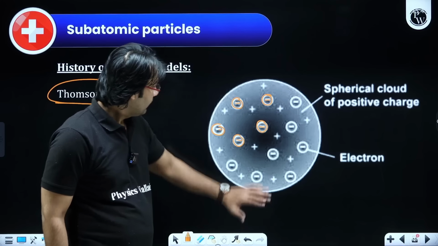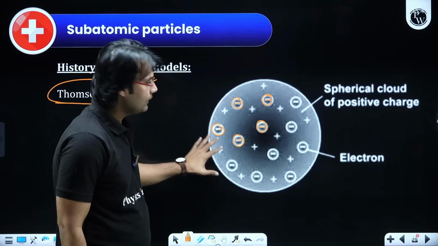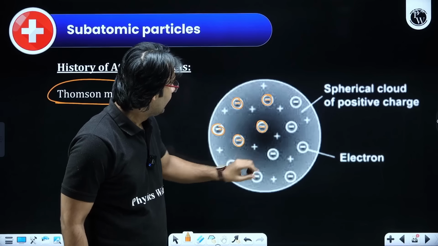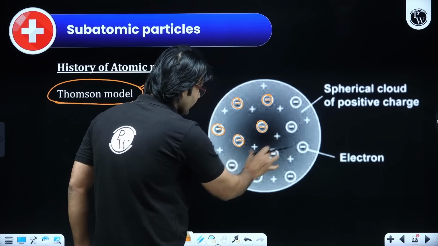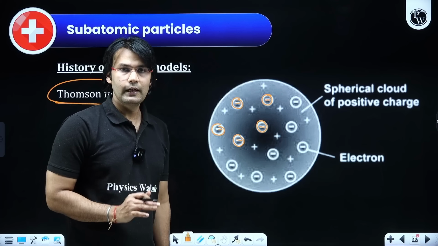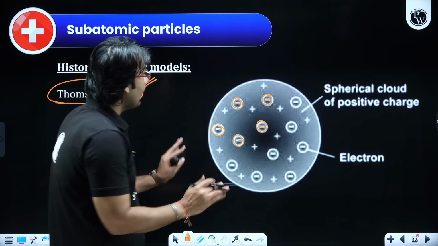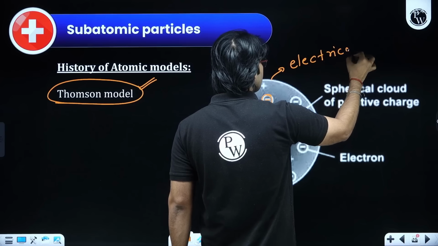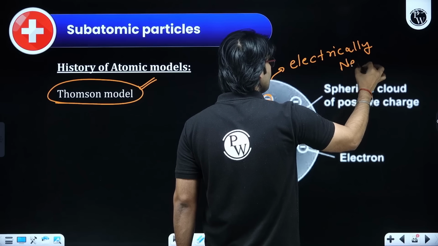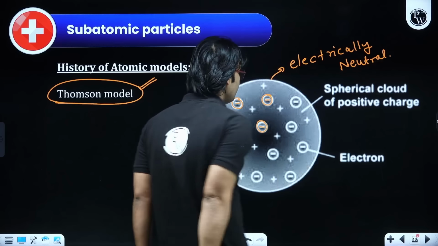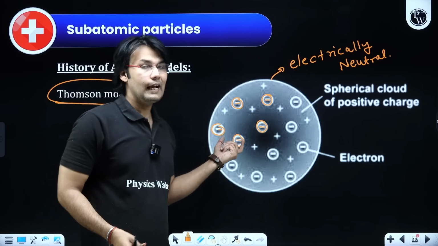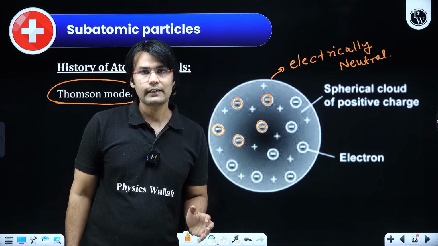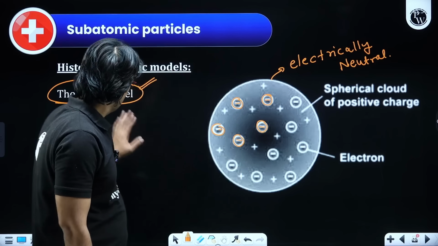So according to Thomson, atom is spherical. Negatively charged electrons are embedded inside the atom, and the remaining part of atom is positively charged. He also said that overall the atom is electrically neutral. Thomson said that an atom will always be electrically neutral. Means whatever total positive charge we have inside an atom will be exactly equal to the total negative charge inside the atom. So that is your Thomson model.